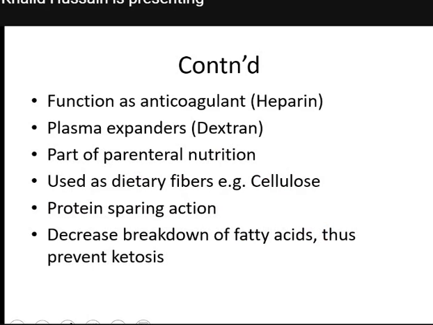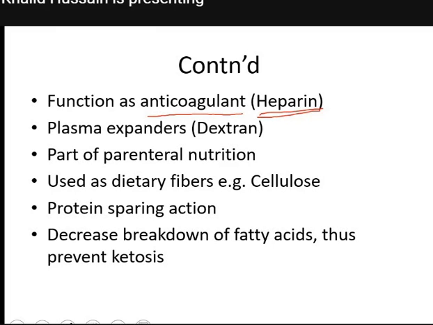The carbohydrates also act as medicine. For example, heparin. Heparin is an anticoagulant. In our body, the blood is thin due to the presence of heparin. So if the blood becomes thick, heparin is given in the form of an injection so that the blood becomes thin. It becomes more liquefied.